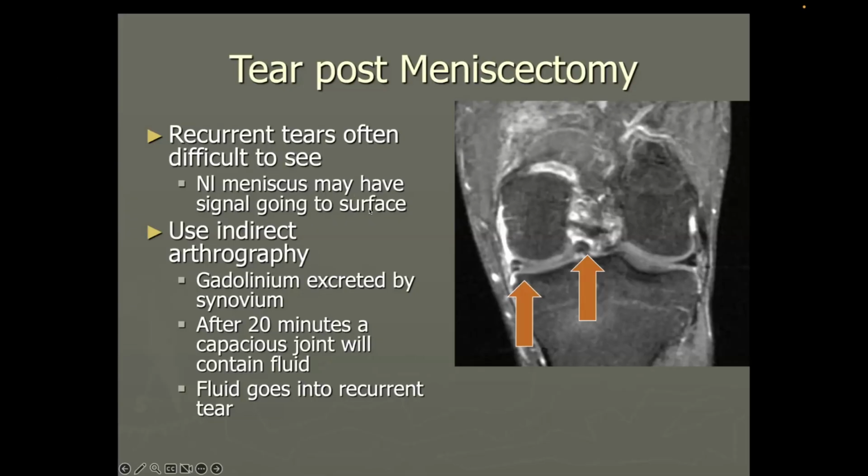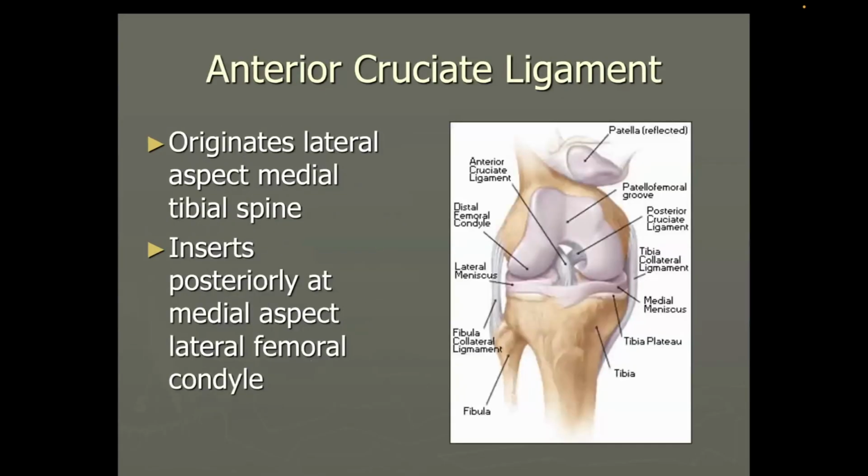Normal meniscus may have some signal going to a surface. You can use gadolinium, so you can do indirect arthrography, or oftentimes we'll do gadolinium-type MRI, so we'll do injection or arthrograms. After 20 minutes, a capacious joint will contain fluid. Fluid will go into a recurrent tear. So if I'm concerned about recurrent tearing of a meniscus after somebody's been operated on, I'll oftentimes ask for an MRI with dye. It's just more sensitive.